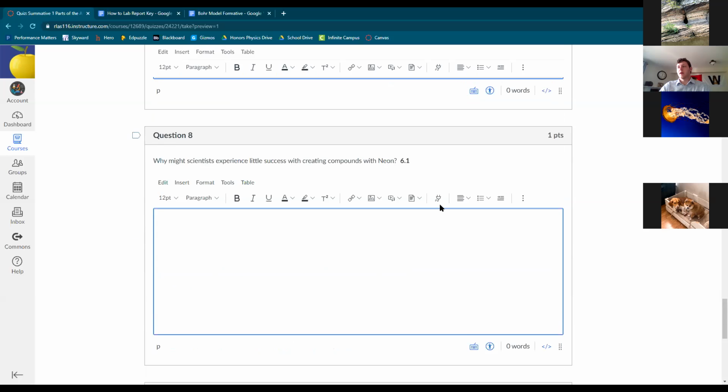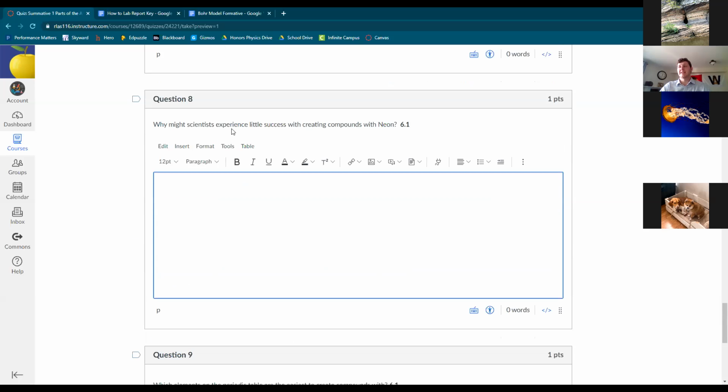Question number 8. Why might scientists experience little success with creating compounds with neon? If we look at the periodic table, neon is right above xenon. It's one of those noble gases, which means it has 8 valence electrons. And it's already stable, so they're not going to make compounds with neon because it has 8 valence electrons.